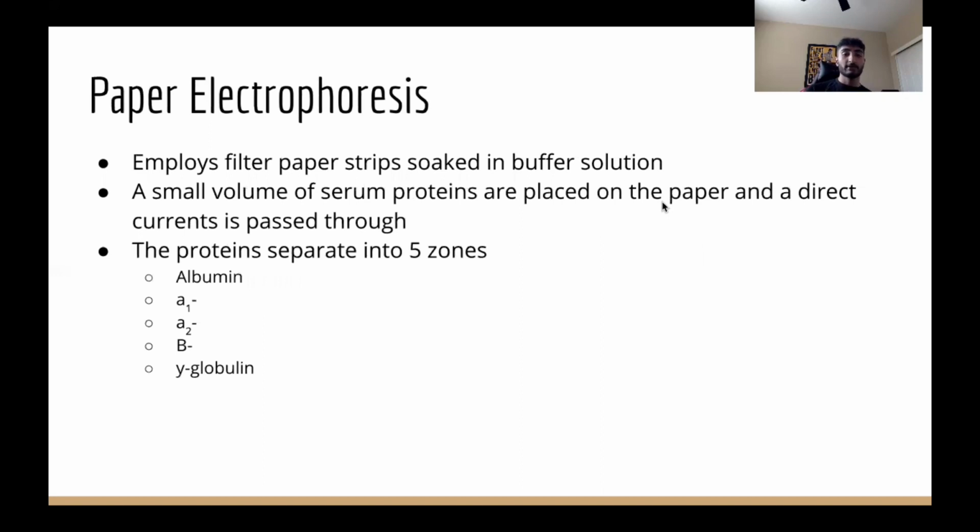Next, we have paper electrophoresis. This is when filter paper strips are soaked in a buffer solution, and then a small volume of serum proteins is placed on the paper and a direct current is passed through. The proteins are separated into 5 different zones: albumin, A1-globulin, A2-globulin, B-globulin, and then gamma globulin.